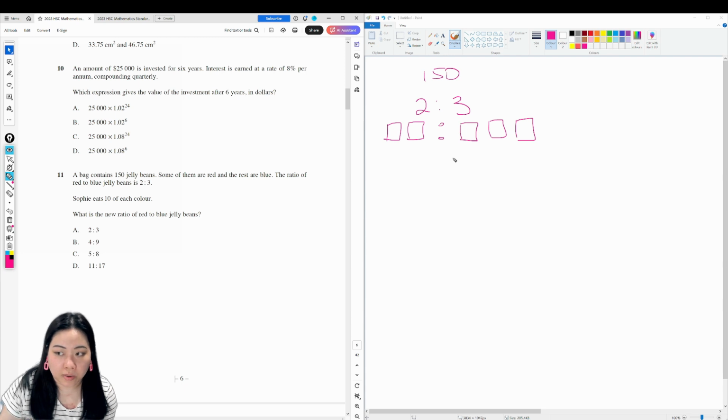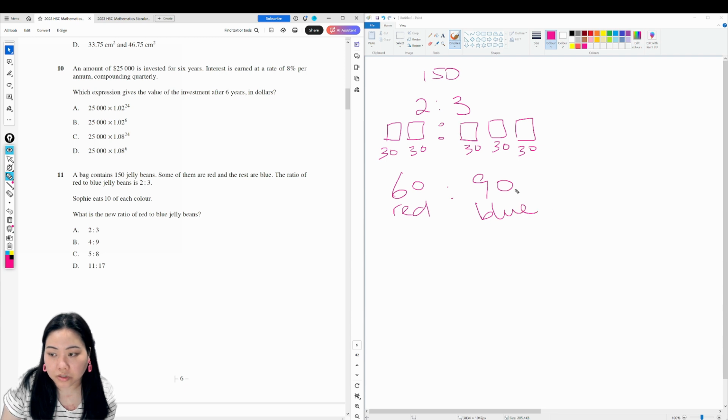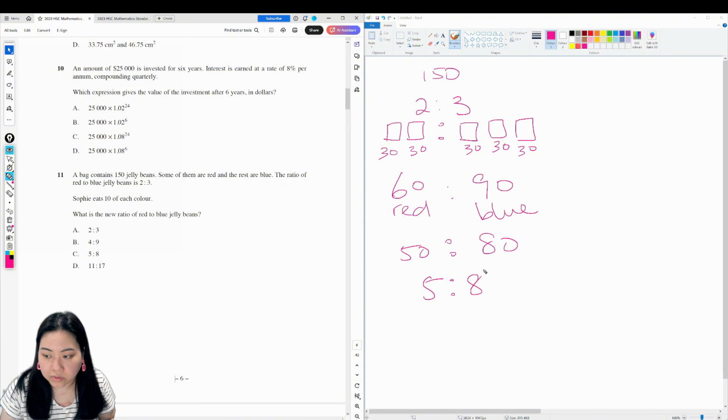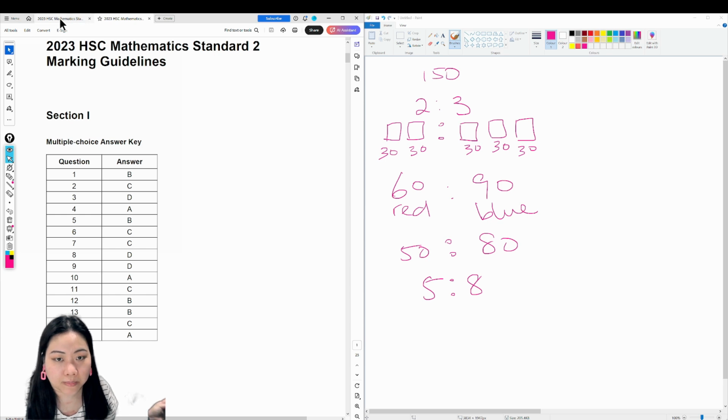How many is in each part? It'll be 150 divided by 5, which will mean 30. There'll be 30 in each part. Therefore, in 2 to 3, there were 60 red jelly beans to 90 blue jelly beans. She ate 10 each. Now it's 50 to 80, which is 5 to 8. The new ratio is 5 to 8. 11C. Let's check 11C. Perfect.